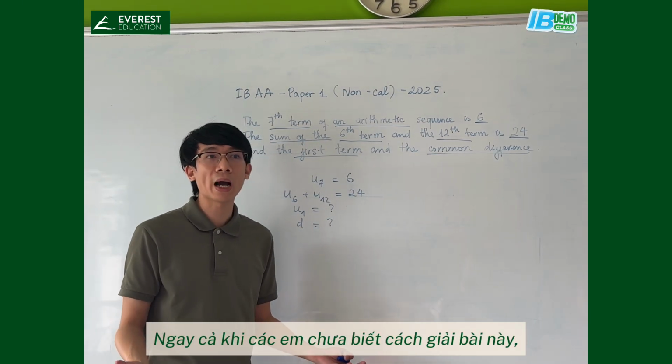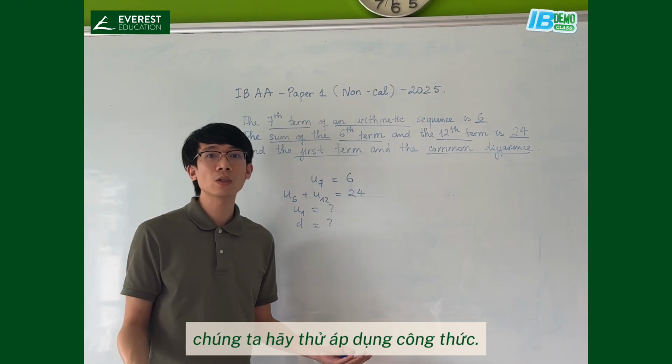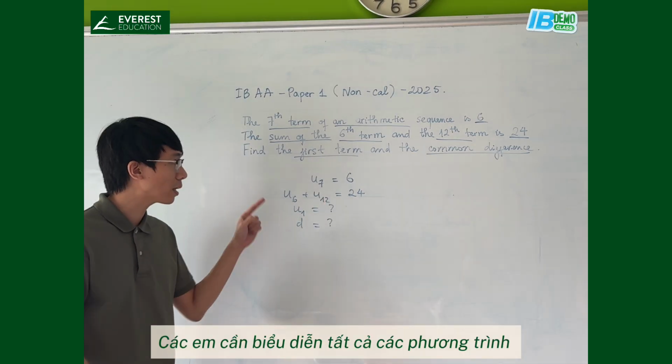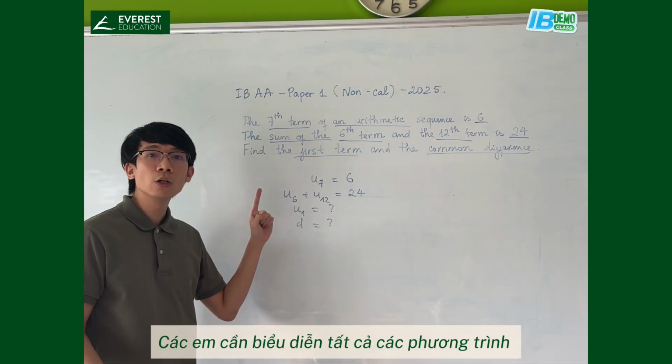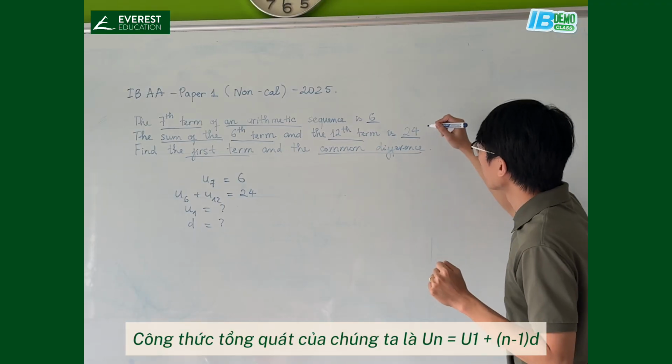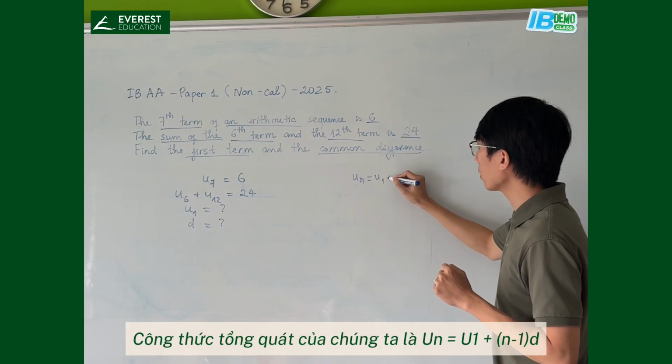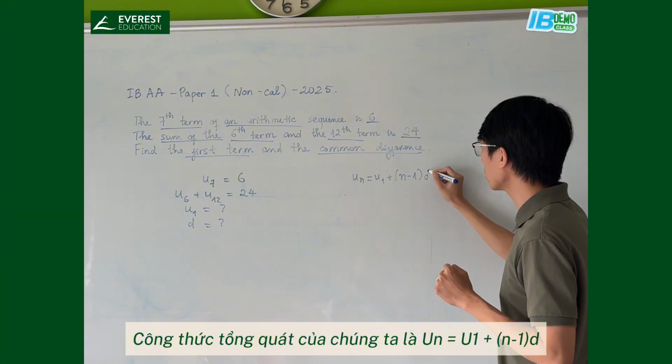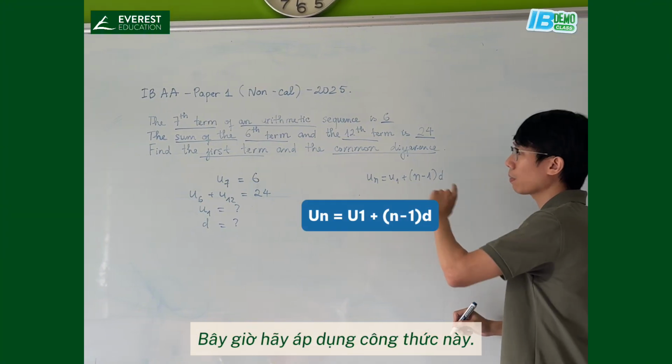So even if you have no idea how to solve it, the best thing we can do is try to apply the formula. You can see that all the equations we want to apply here should be in terms of U1 and D. First one, UN is equal to U1 plus N minus 1 times D. Let's see how we can apply this formula.